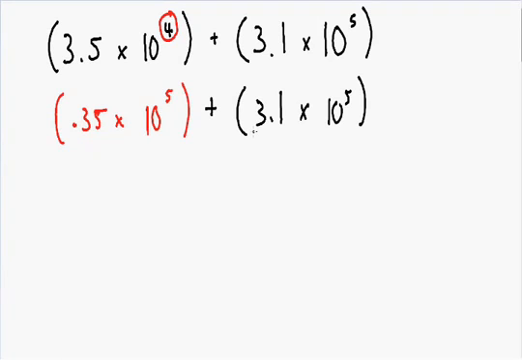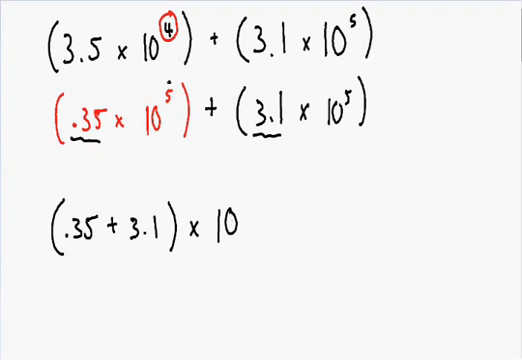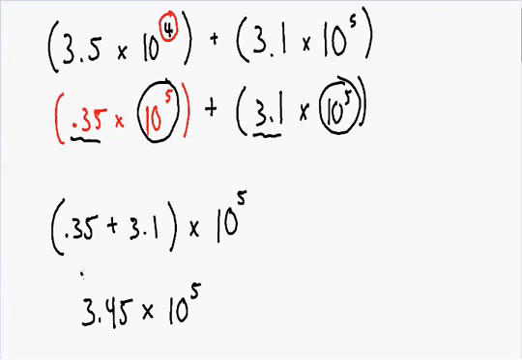So if we take our constants, we have a constant of 0.35 and we have another constant of 3.1. We need to add those constants together. 0.35 plus 3.1. And this is being multiplied by our power of 10. And notice how our power of 10 is 10 to the 5th power. So in our final answer, we're also going to have 10 to the 5th power. And simplifying this even further, we have 0.35 plus 3.1, which is equal to 3.45. And this is being multiplied by 10 to the 5th. And this is our final answer.